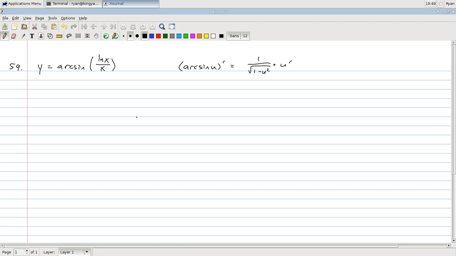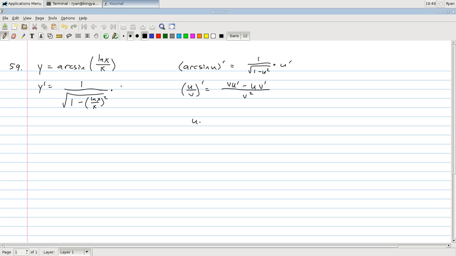of the inside. That means for our problem, our derivative is 1 over the square root of 1 minus, and then we're going to square the u, so ln x over x squared, times the derivative of the inside. Now this inside derivative, I see these two are being divided, so we'll have to use the quotient rule. And remember the quotient rule, if we have u over v, and we take its derivative, this gives us v squared in the denominator, and then v times u prime minus u times v prime.